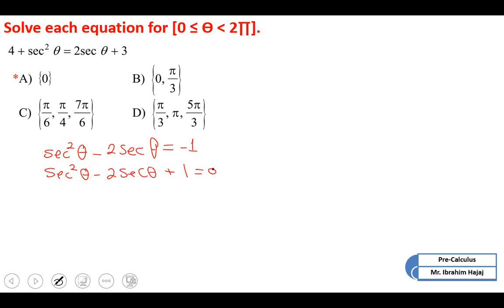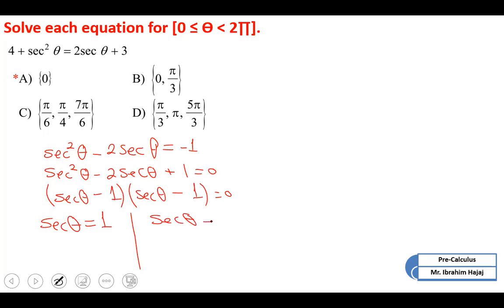If we factorize here, or let secant theta equal u, or factorizing directly, as secant theta and secant theta. Here, 1 and 1. And since the last term has a positive sign, both of them take the same sign as the middle term. And now, let's divide our paper into 2 parts. Secant theta minus 1 equals 0, so it equals 1. Or secant theta is equal to 1 again. So it's repeated, the same thing. So I'm going to do only one of them.